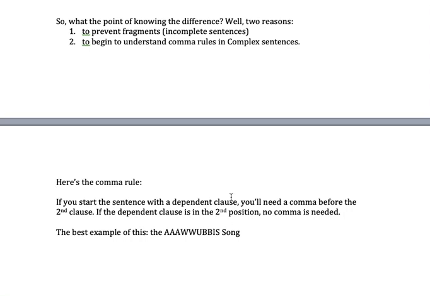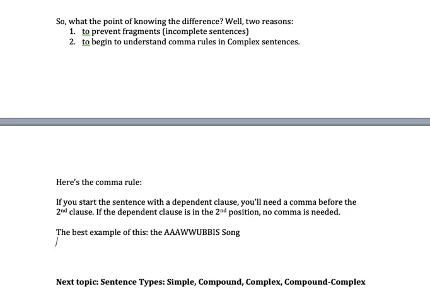Now, you can look at this definition all day and try and remember it, or you can look up the Awubis song, which is performed by a teacher and his student, and it's hilarious. It does a good job driving home this exact rule that I've summarized here. So go YouTube search Awubis song, and you'll be very pleased. It'll help you very much in remembering the comma rule.